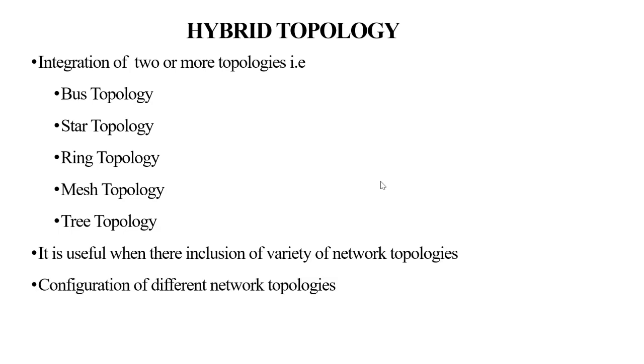This hybrid topology is able to configure different network topologies. Means if bus topology and star topology form a hybrid topology, in that case that hybrid topology is able to configure both bus topology and star topology. Means the node which is there in bus topology is able to send data to the node which is there in the star topology. So this hybrid topology has the ability to configure different network topologies.